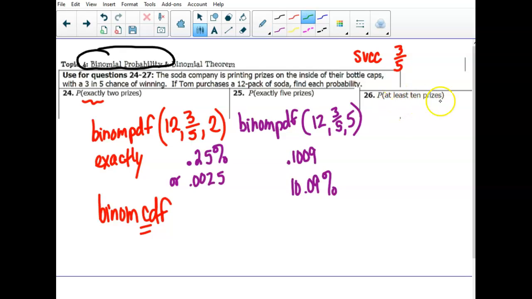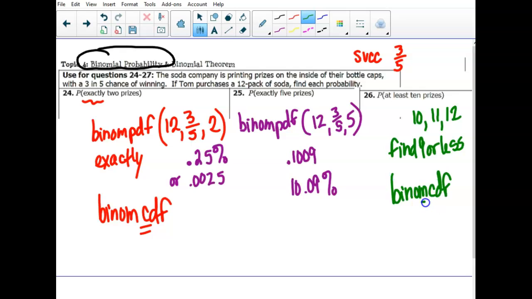At least 10 prizes. Okay, this is where it gets confusing. So this is saying 10 prizes, 11 prizes, or 12 prizes are winners. So what we really want to do is add up all the chances of 9 or less. So if we find 9 or less, which would be binom CDF of 12, 3/5, and 9, it's not PDF.